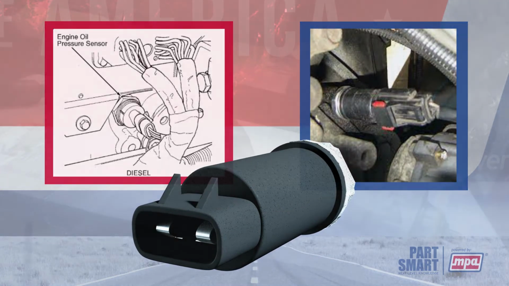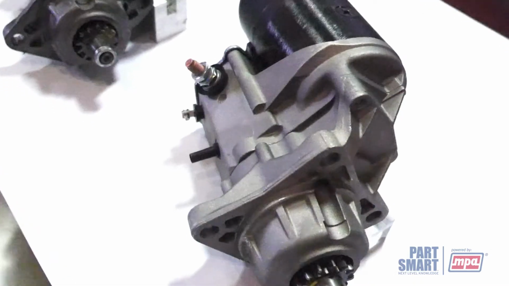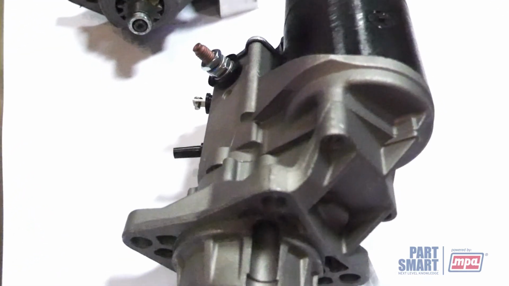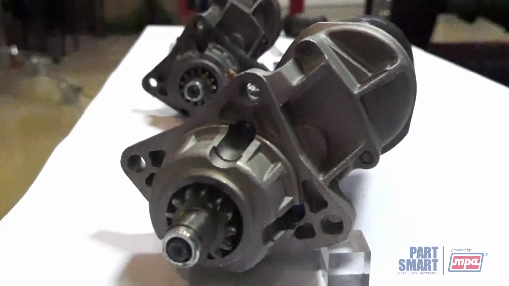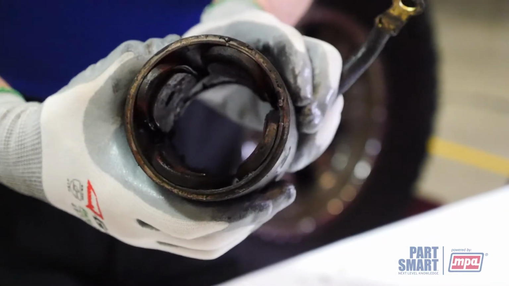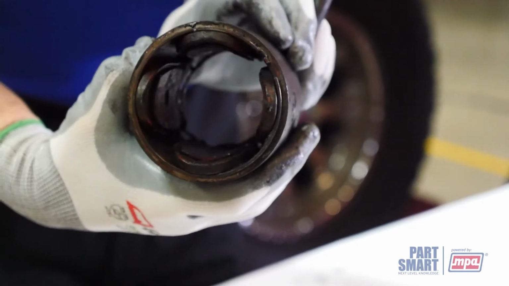When a starter is removed from any vehicle, it's very important to carefully examine the starter and look for any evidence of fluid contamination, and if found, to properly repair the leaks to prevent repeat failures. Here you can see the presence of engine oil which leaked inside this starter, causing it to fail.